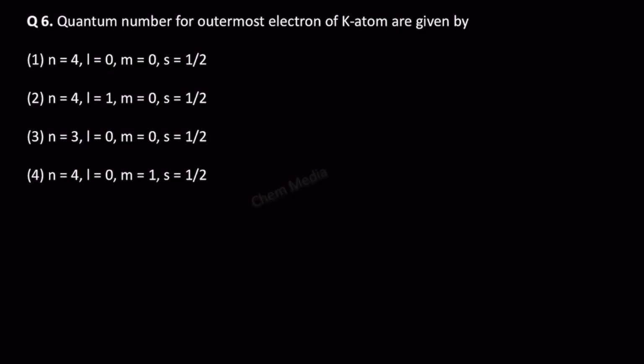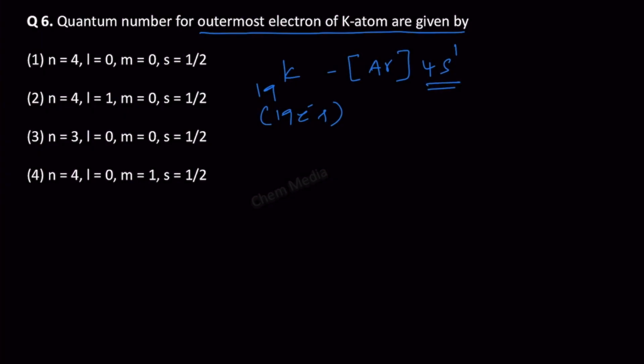Hello everyone, here's a question based on quantum numbers. Quantum number for outermost electron of potassium atom are given by which of the following? We know that for potassium atomic number is 19, that means we have 19 electrons. Therefore, the electronic configuration is argon that has 18 electrons and then 4s1. For this electron, we need to find out all the 4 different quantum numbers. Since it is 4s orbital, the principal quantum number is equal to 4.